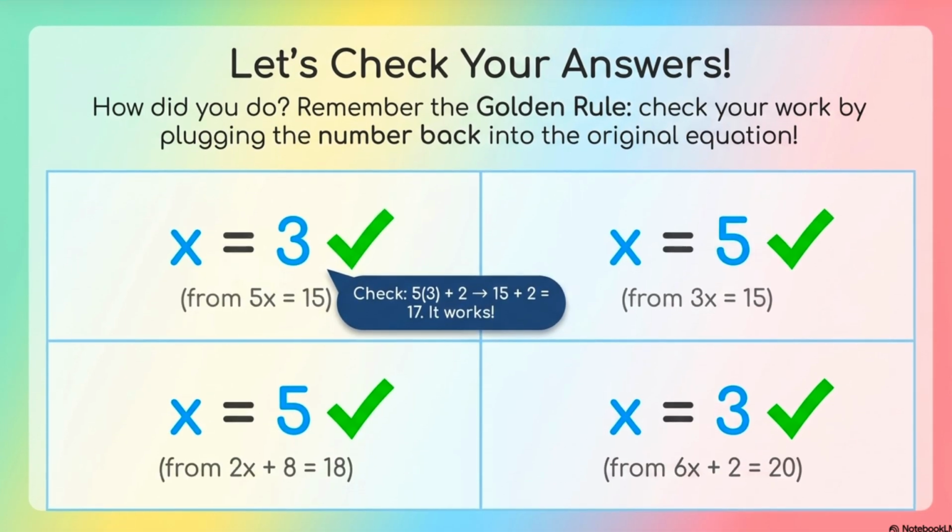Let's check the answers. For the first question, x equals 3. For the second, x equals 5. For the third, x equals 5. And for the fourth, x equals 3. Remember, the best way to be sure you're right is to plug your answer back into the original equation and check that both sides do match.